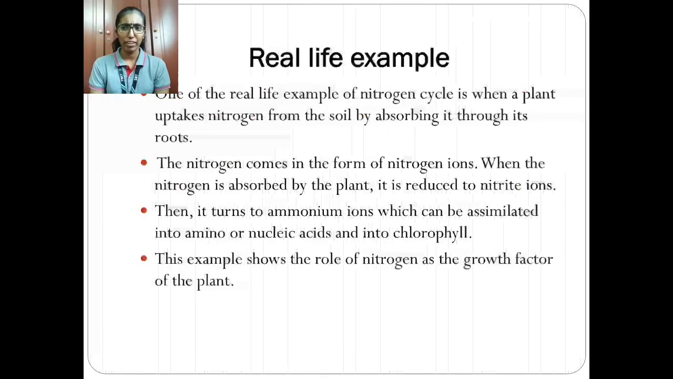Today I will be presenting about a real-life example of the nitrogen cycle process and its negative impact. One real-life example of the nitrogen cycle is when a plant takes up nitrogen from the soil by absorbing it through its roots. The nitrogen comes in the form of nitrogen ions. When the nitrogen is absorbed by the plants, it is reduced into nitrate ions. This shows an example of nitrogen helping in the growth of the plant.